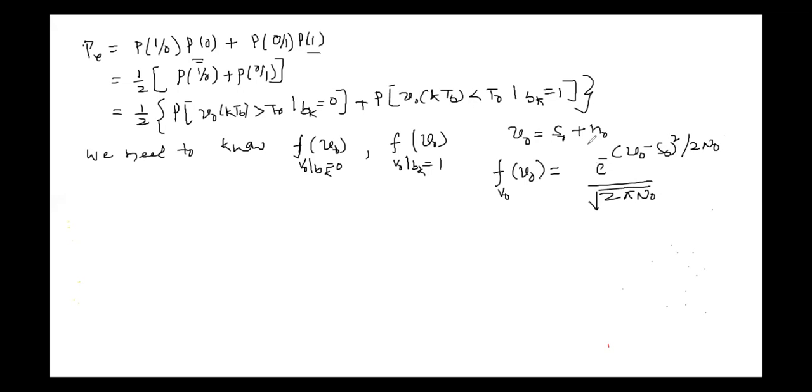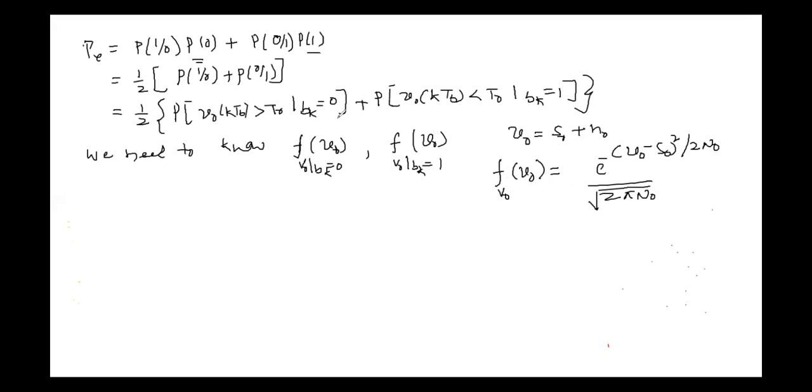Now, the probability density function of N naught is shifted in mean by an amount of S naught, which is nothing but the probability density function of V naught. But actually what we need is not this probability density function, but this probability density function conditionally. How much is that when bit 0 is transmitted, and when bit 1 is transmitted?